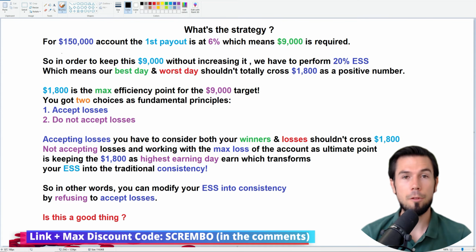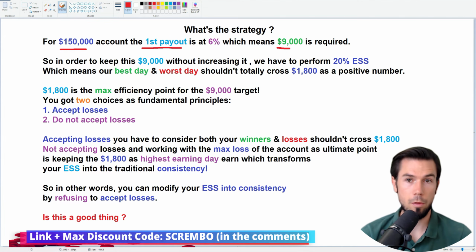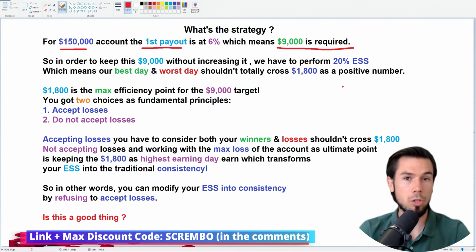For the 150K account, the first payout is at 6%, right? Which means you have to do $9,000. But you also have to respect the 20% equity stability score. Yeah, you should not do more than $9,000 when you can actually get paid at $9,000. Why would you require extra risks? There is no reason.